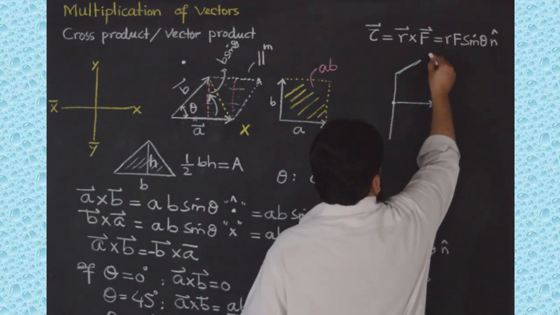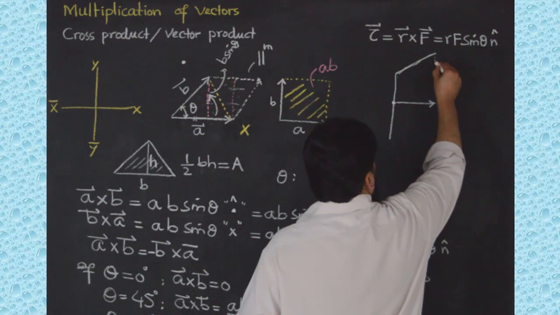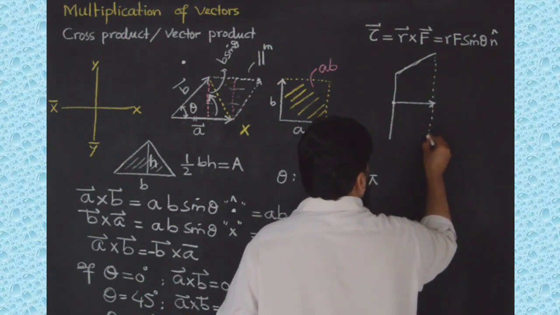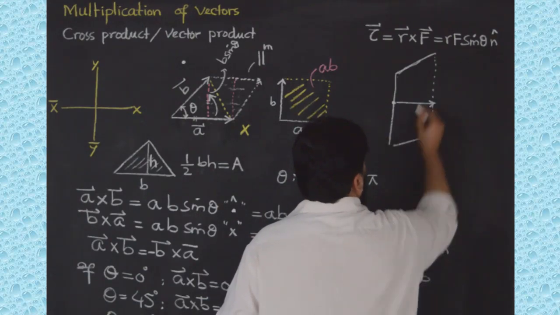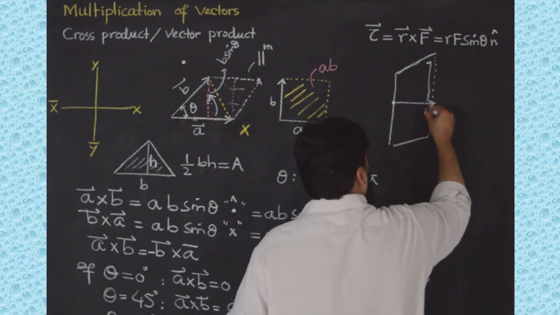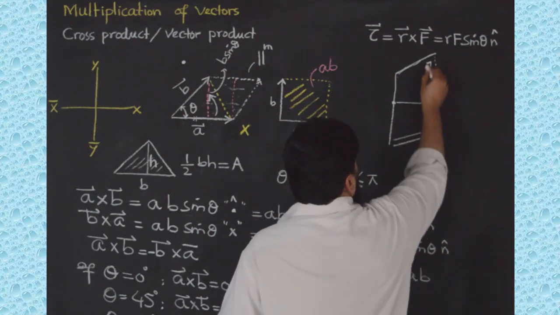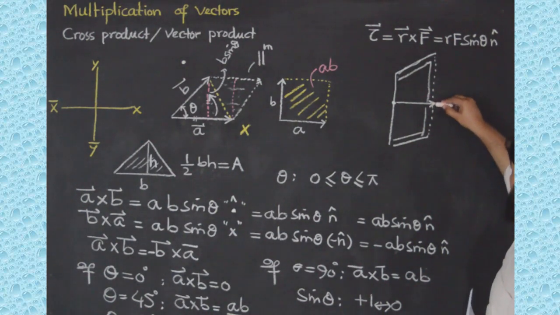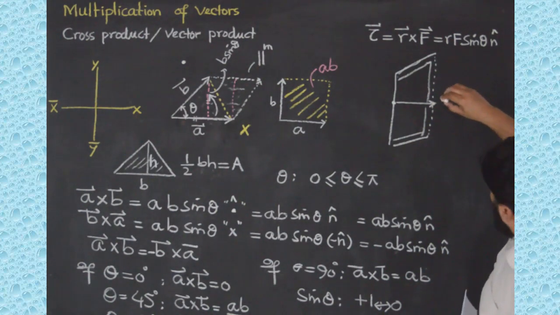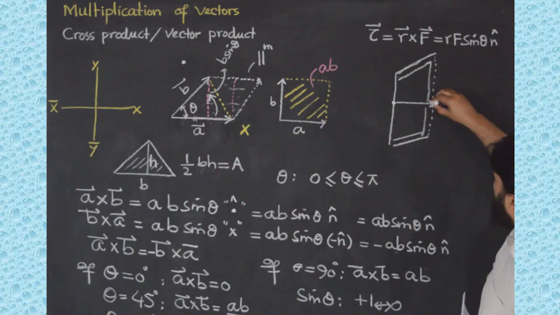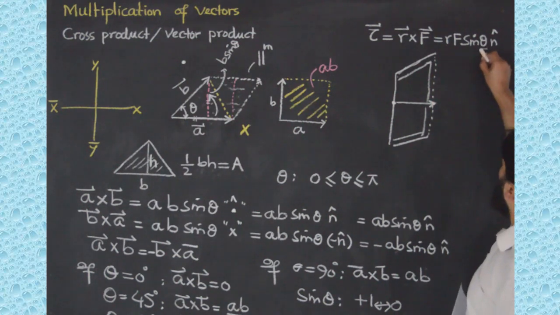Okay, let me mark this thing like this. So it's somehow like a door. Okay, now this is the moment arm. If my force is exactly perpendicular to this door, then I will be able to turn this door the maximum.